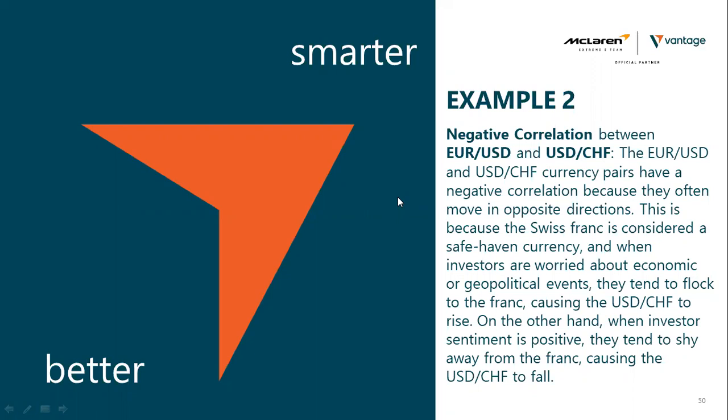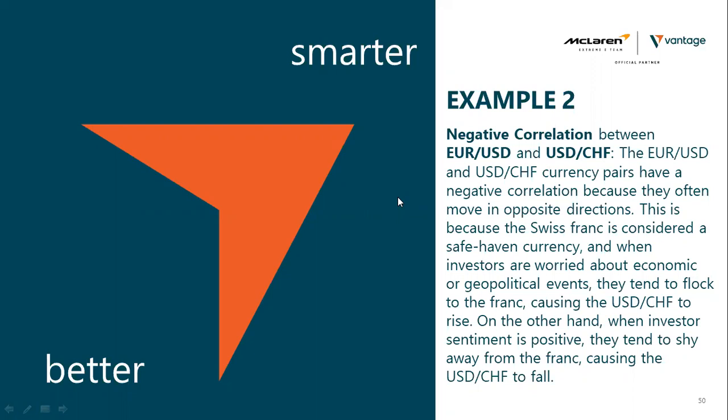So when you are buying Euro USD, you know that you are going to look for sell opportunities in USD CHF. You see? So when you see a buy signal on Euro USD and you see a sell signal on USD CHF, you can enter. You can enter the buy on Euro USD and enter the sell on USD CHF. Both of them will make money. That's the meaning of currency correlation. That's the meaning of negative correlation.